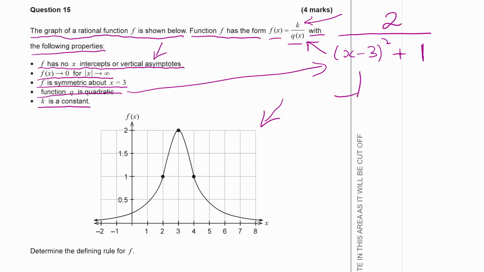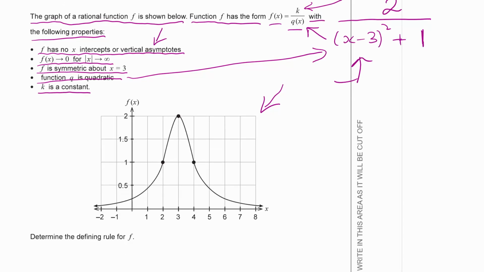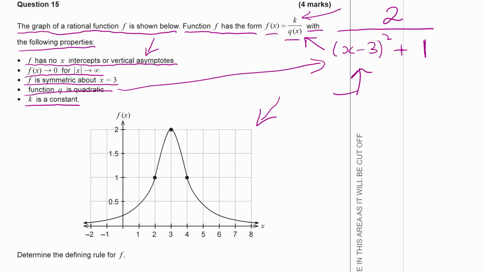I'm pretty confident about the (x minus 3) all squared because of the symmetry about x equals 3. So what about when x is 2? That would be 2 over (2 take away 3) squared plus 1. Well, that's negative 1 squared, which is 1, add 1. This would be 2 over 2, which is 1, and that's correct.